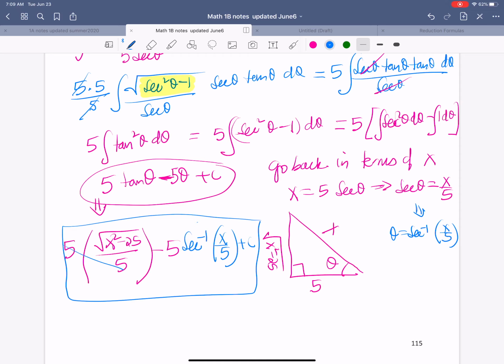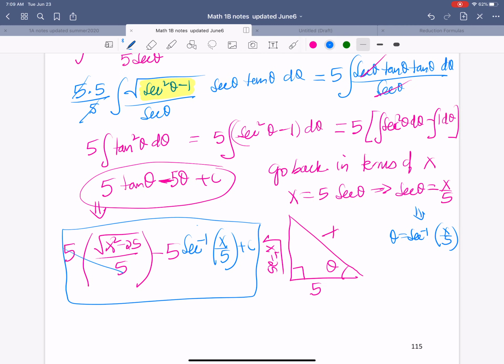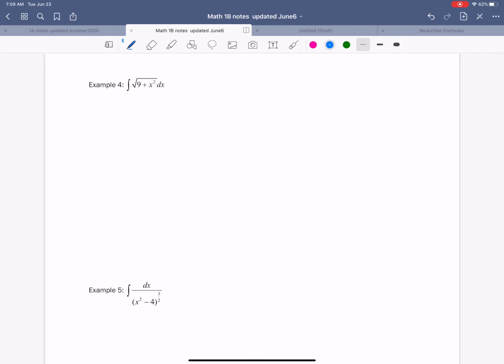Always remember, get it in terms of x because your problem did not have any thetas in the beginning to start with. So you must go back to x's. That's what we had in our problem.